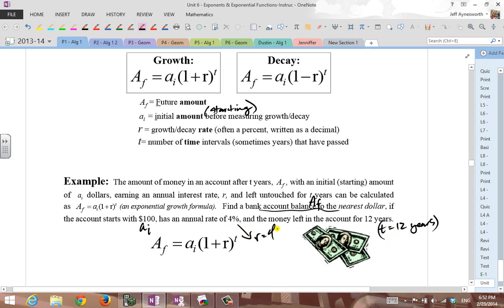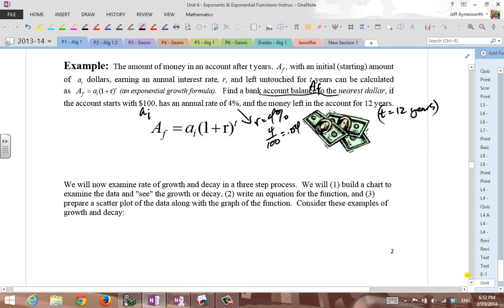r is equal to 4%, as we know, that's 4/100ths, or 0.04 as a decimal. All right, so how much money do you have after 12 years if you just let it sit and gain interest? All right, let's take a look at that.